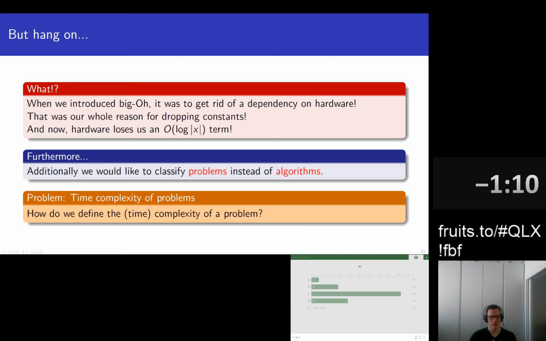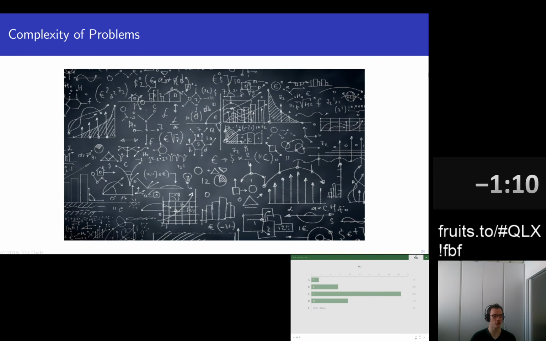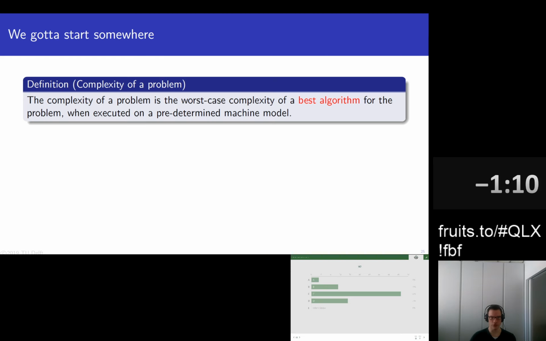So the question we ask is, okay, how do we define the complexity of a problem, preferably in such a way that hardware and software dependencies are not important, right? That the difference between an n log n and an n algorithm and the difference between a single tape and a multi-tape Turing machine all becomes irrelevant. Now that's quite tricky, but fortunately also doable. So let's talk about the complexity of problems. Let's start with a definition straight away.